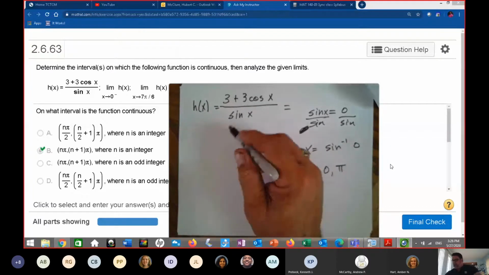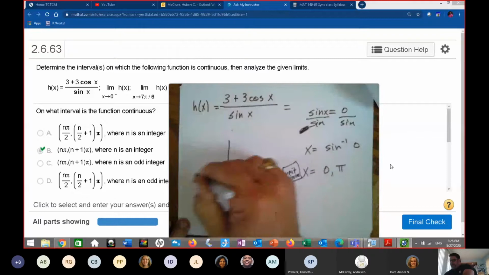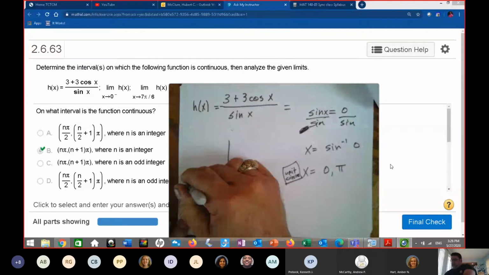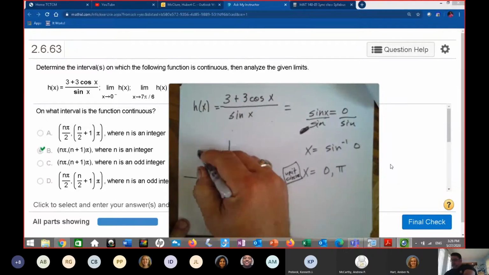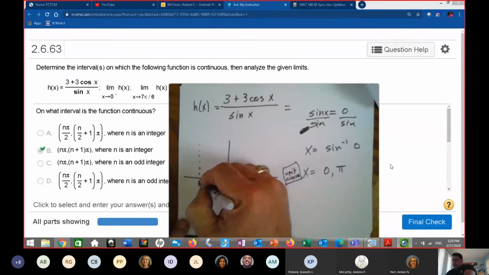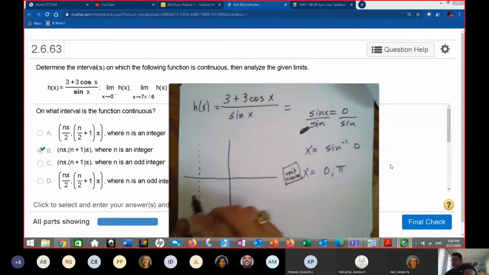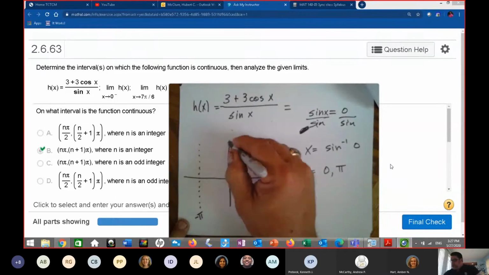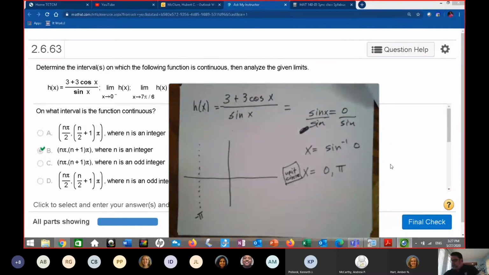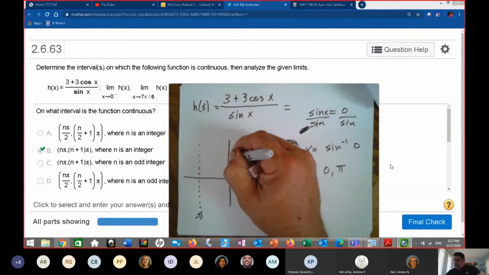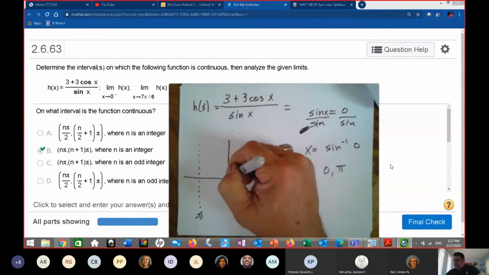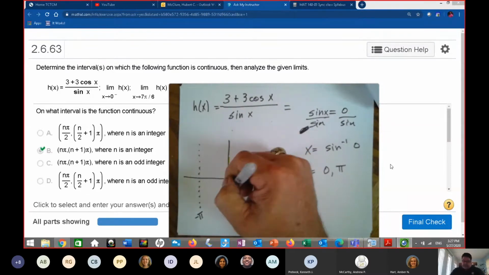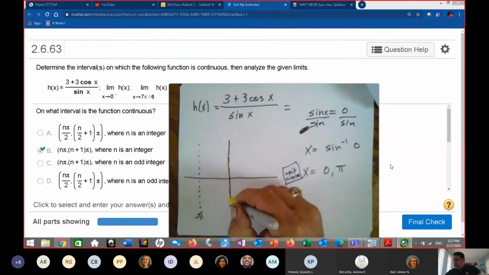So let's go back to our graph. And we've got a vertical asymptote here at negative pi. We've got a vertical asymptote here. And I'm going to do it in yellow highlight, which you can't see. And then one at pi.